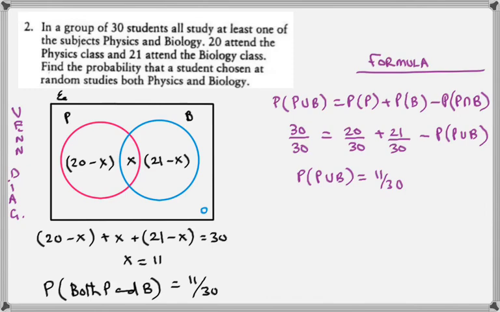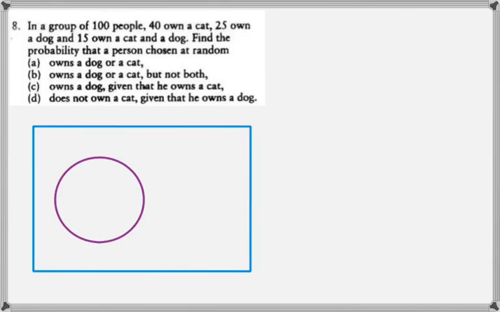So whatever method you feel is easy for you, whether it's the Venn diagram or the formula. By the way, the formula came from the Venn diagram. So these are not two separate entities. Let's look at another question, a question about cats and dogs.